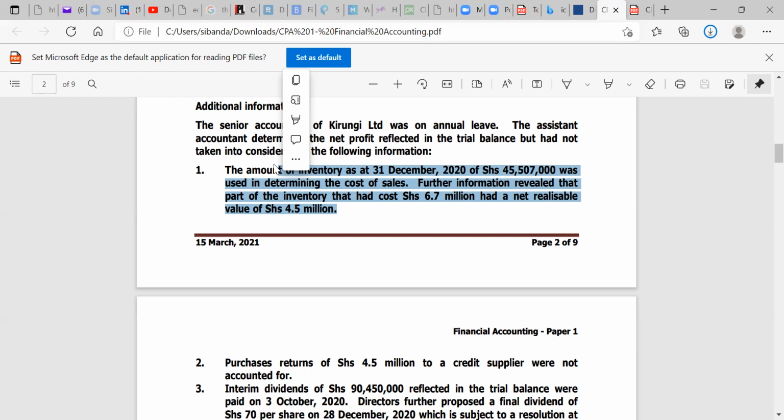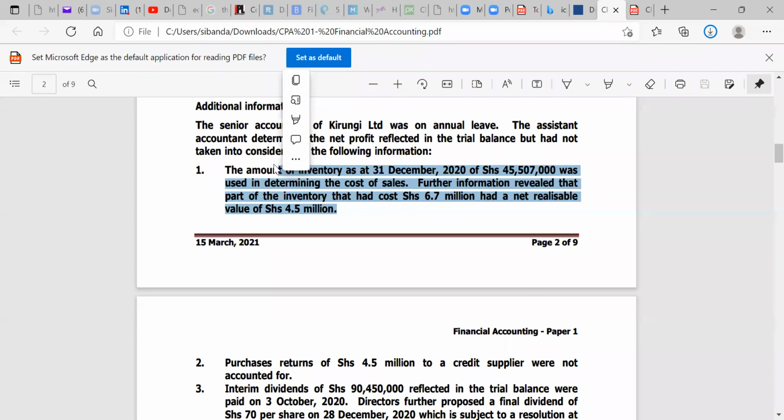Now I want you to listen here. The reason why we value inventory at the lower of cost and net realizable value is because we are not sure whether inventory will be sold or not. So we cannot value it at any value that is above what we can get from the market in terms of the return from the market.